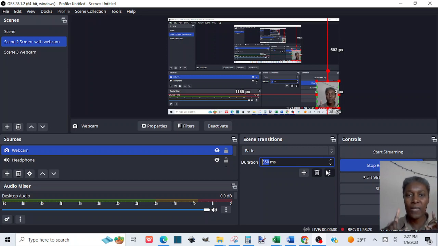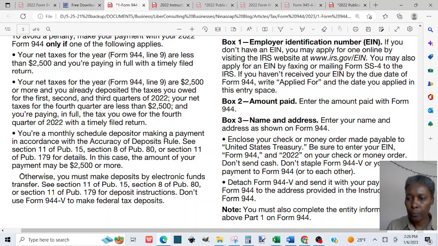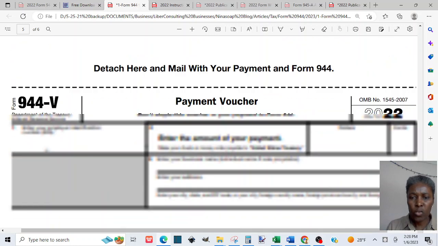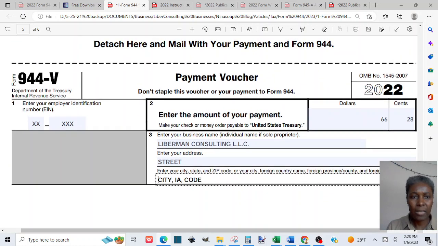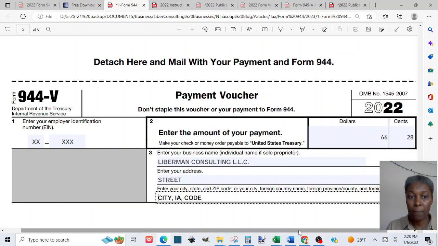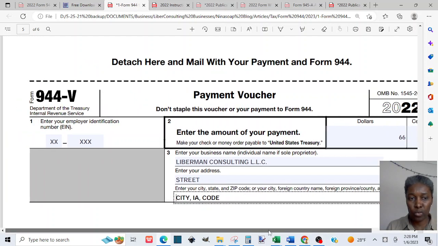But don't staple the check to Form 944V, and don't staple Form 944V to Form 944. Keep those 3 things separate in the envelope. Okay, so now let's go back to when you print things out, there is a line here for you to cut the voucher. So that's why we'll make the voucher small. It won't be a full page.